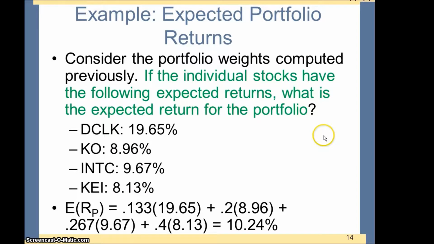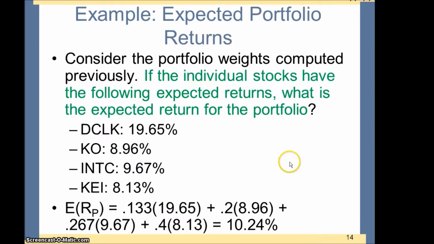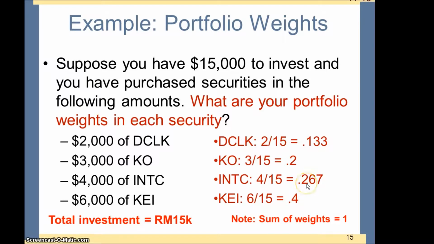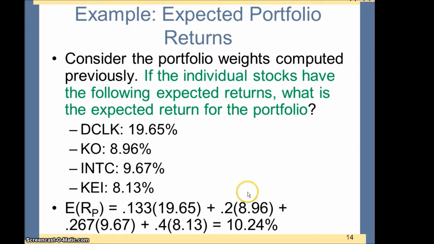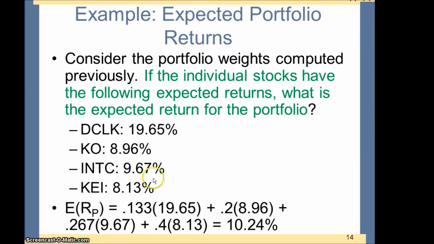0.133 probability for stock 1 times individual return of stock 1, plus weight of stock number 2, 0.2 times individual return of stock number 2, plus weight of stock number 3, 0.267 times individual return of stock 3, plus weight of stock number 4, 0.4 times individual return of stock number 4. So add all this up, it equals 10.24%.